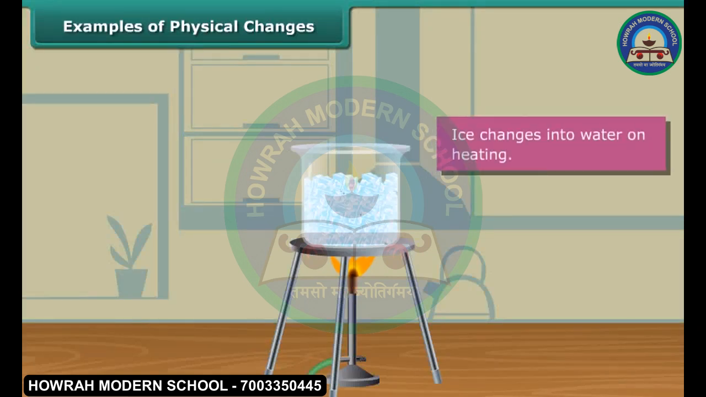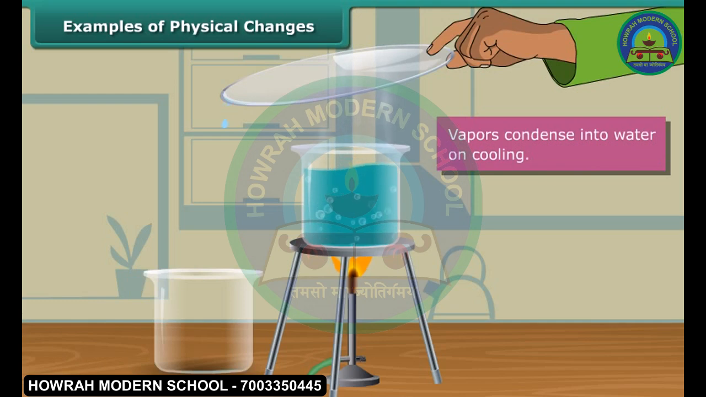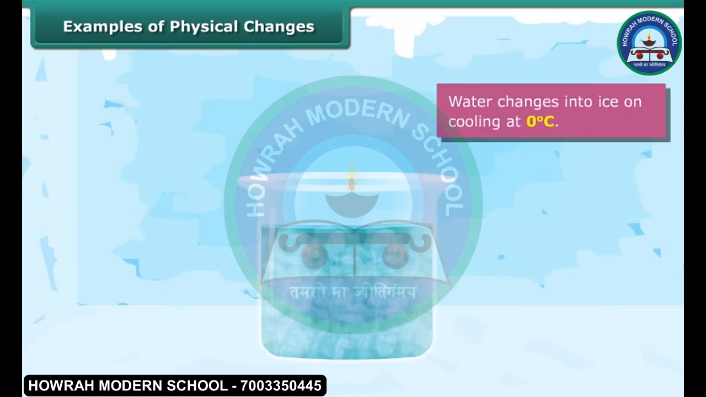Children, on heating, ice changes into water. When this water is heated to 100 degrees Celsius, it changes to vapors. These vapors on cooling change to water. And when this water is cooled up to 0 degrees Celsius, it converts to ice. So, in the whole process, water changes only the state, and chemical composition of water remains same.